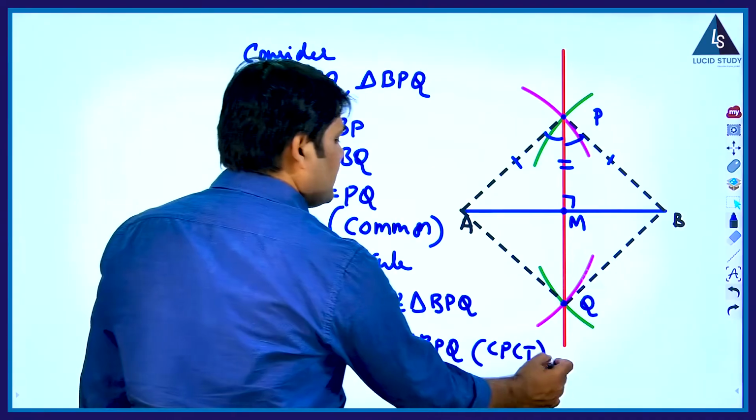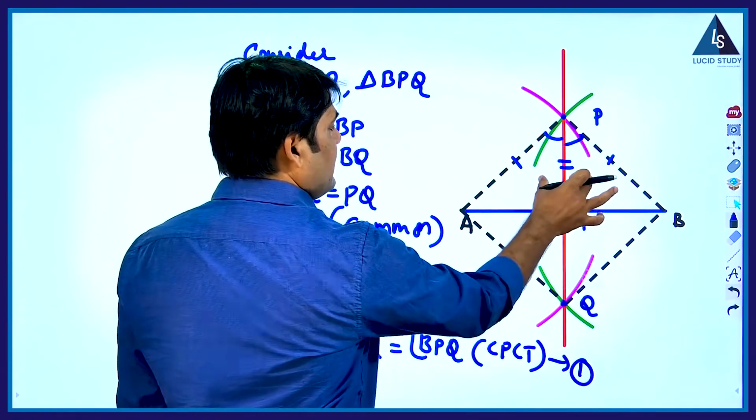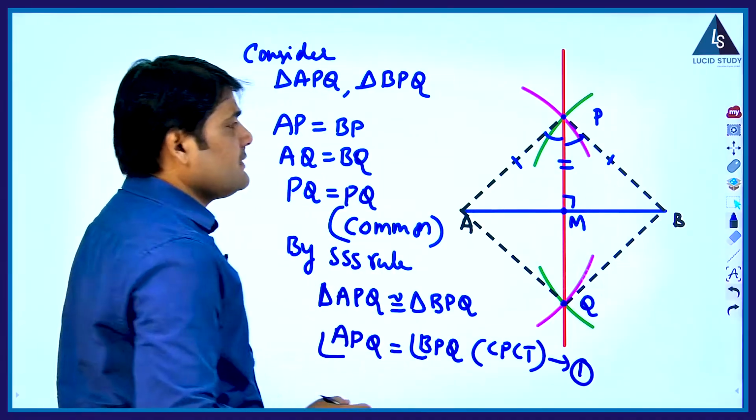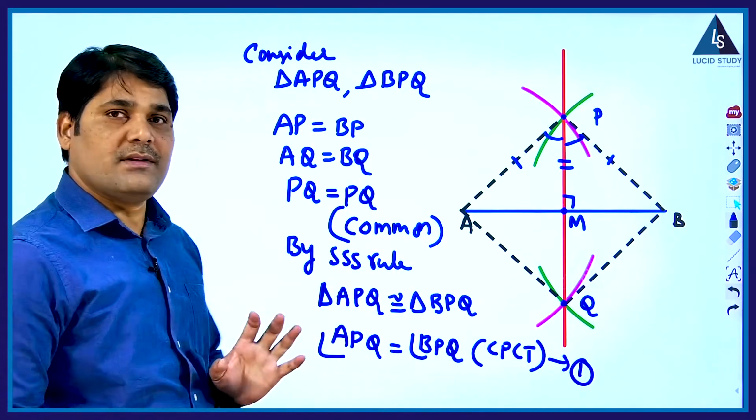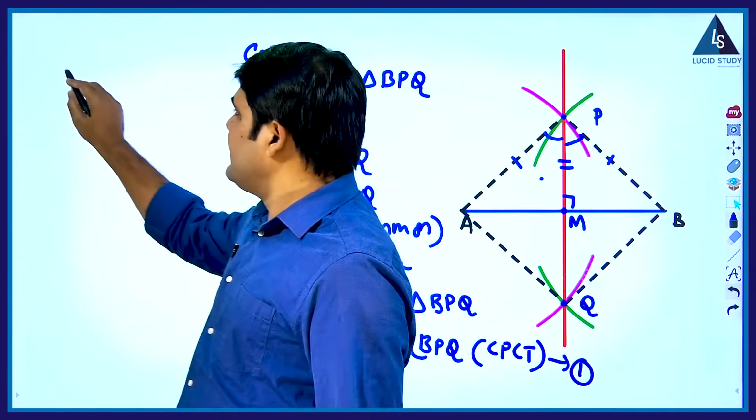Right? This is equation number 1. Now what I will do, here I have to show 90 degrees, so I will consider these two triangles and let us see the congruency. These two triangles I will take. So what are the names of those two triangles?